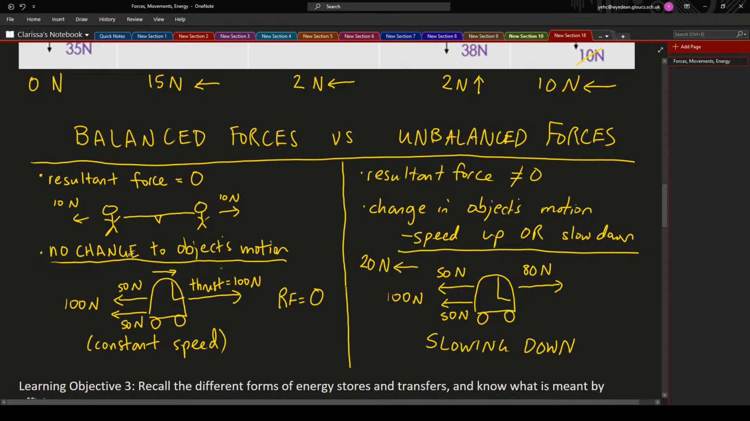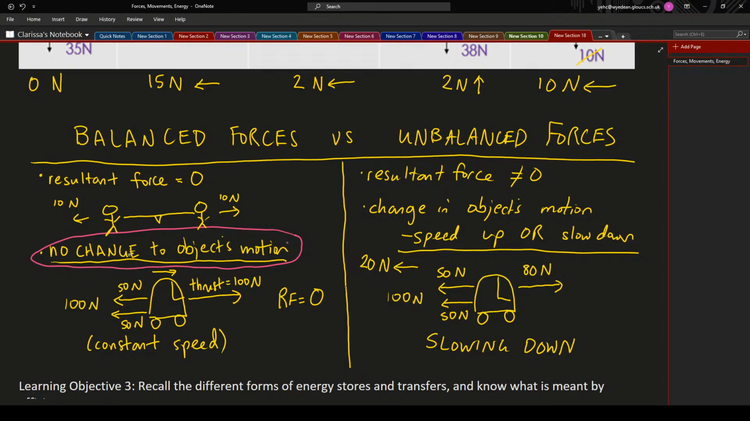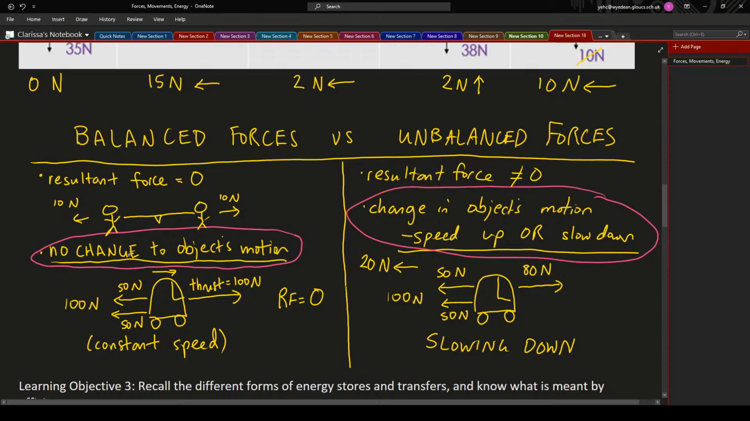That's the key bit that you have to remember, that whatever it's doing, it's going to keep doing exactly the same. When there's an unbalanced force, there is going to be a change in the object's motion, meaning it's either going to speed up or it's going to slow down. It's in a particular direction, obviously. So if it was stationary, it's going to speed up in whatever direction wins out. But if it's already in motion, it's either going to speed up faster or slow down. And it does not mean it's moving backwards.